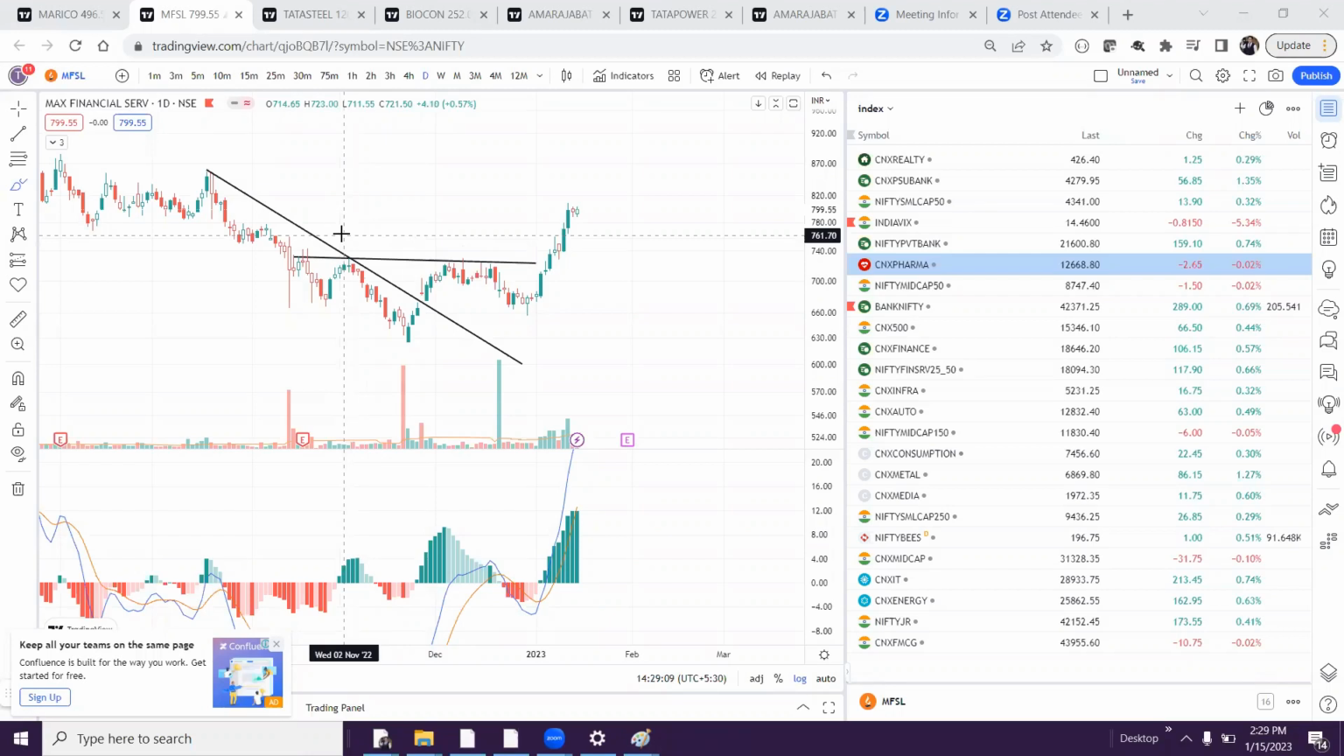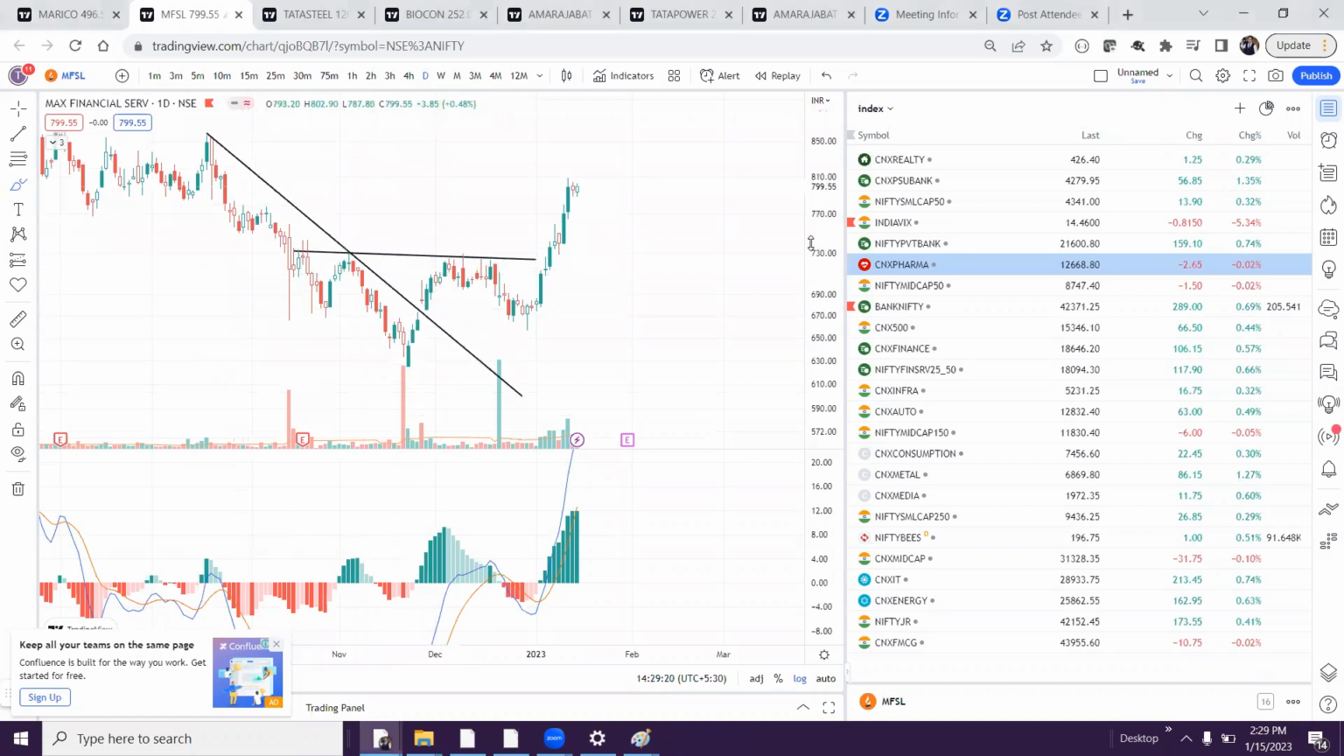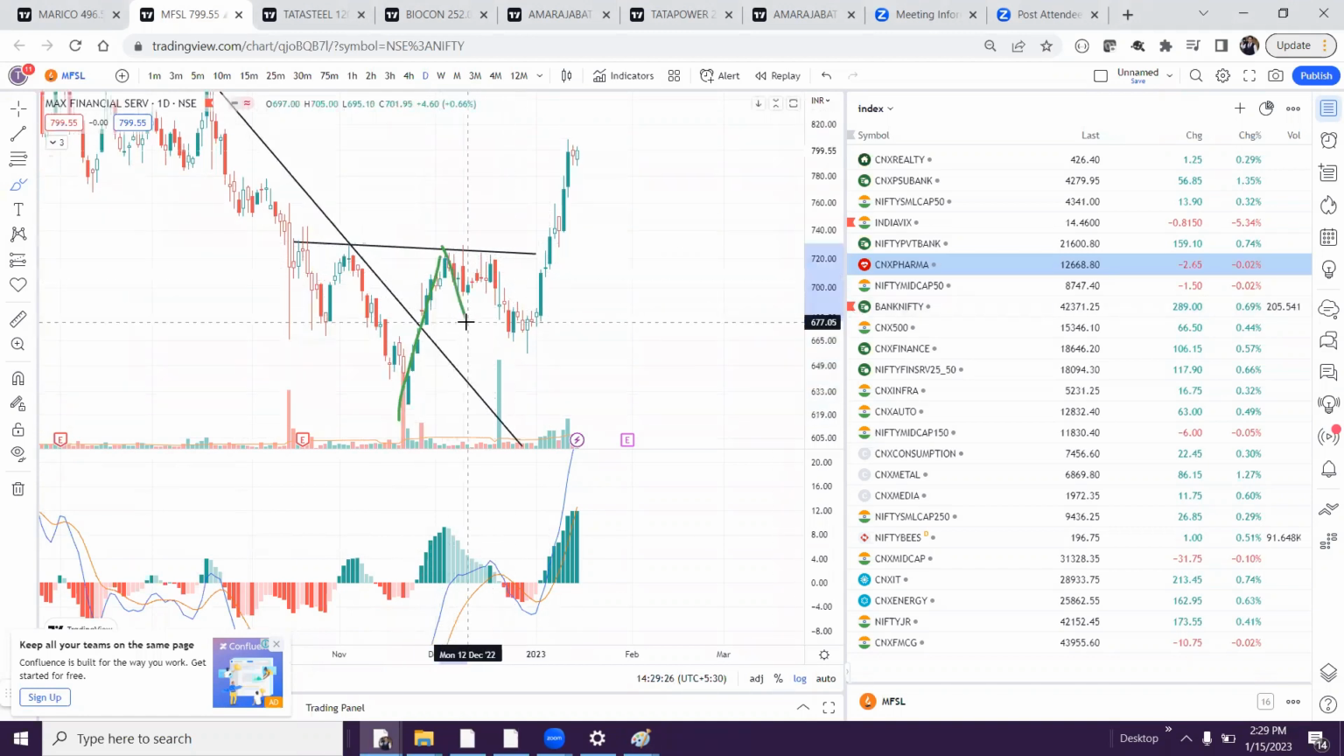Today we are discussing some stocks for swing trading. So the first stock is MFSL. If you see the daily chart of MFSL, the stock had given a breakout, and if you consider this breakout as the first impulse, it was followed by a corrective pattern.